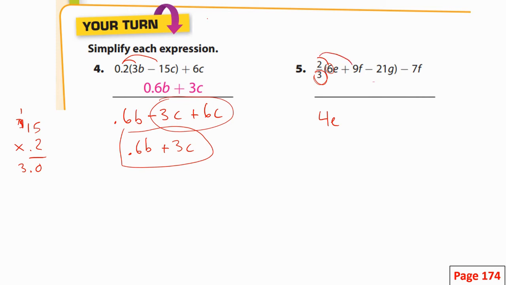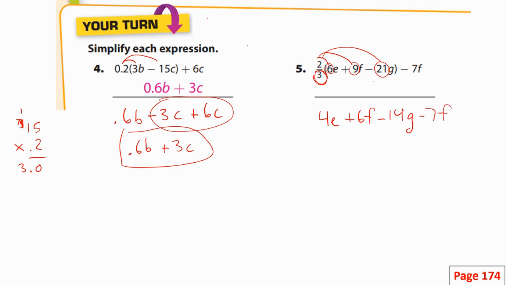That's how I could distribute the fraction to a whole number. This one, instead of doing 2 times 9 divided by 3, which you could. I mean, 2 times 9 is 18, and 18 divided by 3 is 6. I tend to look at, well, 3 goes into 9 3 times, and 3 times 2 is 6. And then distribute there. 3 goes into 21 7 times, and 7 times 2 is 14. And that would be minus 14g, and then minus 7f.